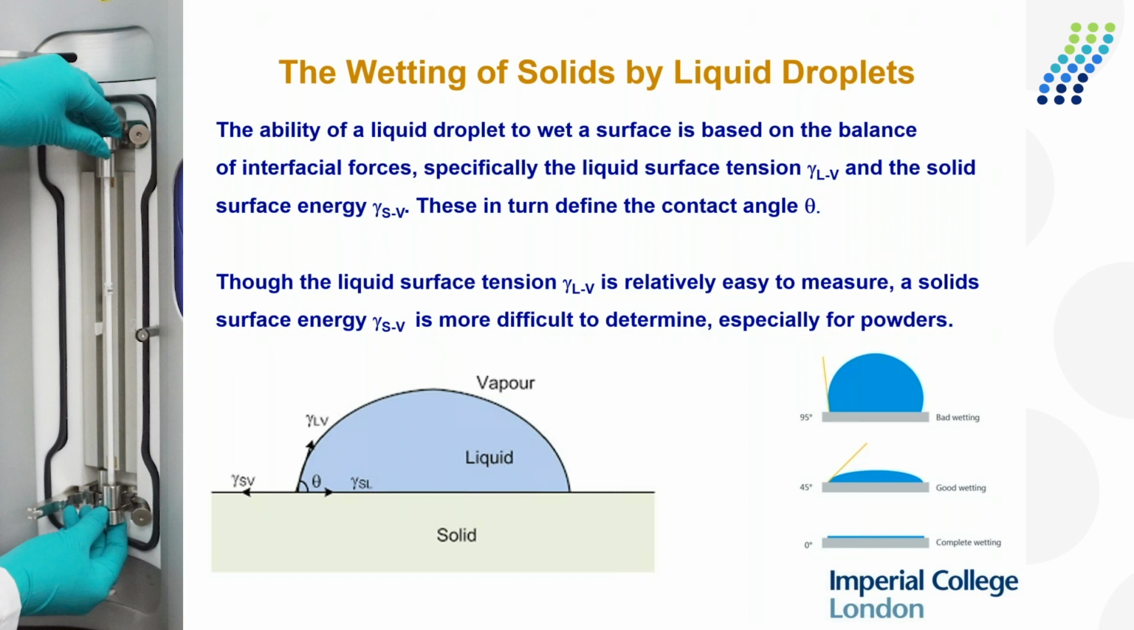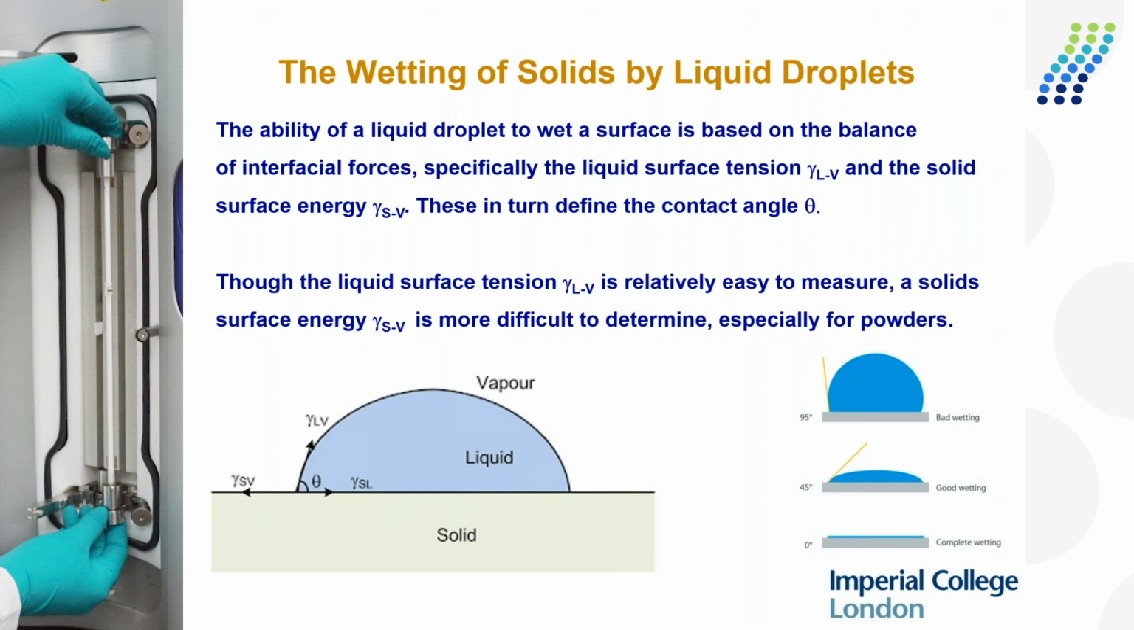And that as a measure of how strong the liquid attractive forces are for themselves compared to liquid attractive forces for the solid underneath. And on the right, you can see some little cartoons which show you what looks like poor wetting, good wetting, and complete wetting.